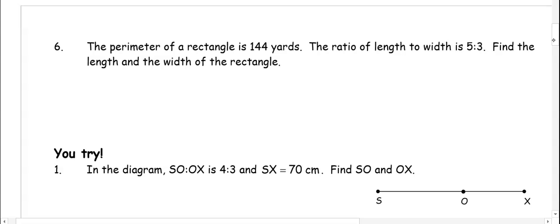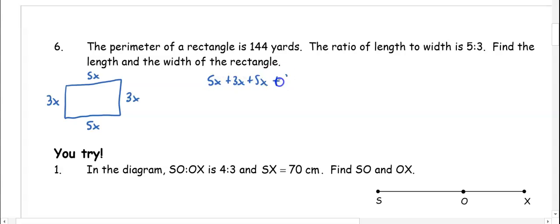In number 5, the perimeter of a rectangle is 144 yards. So the ratio of the length to width is 5 to 3. So that means our length is going to be 5x, our width is 3x. Remember, in a rectangle, your opposite sides are the same. So we actually have two sides that are 5x and two sides that are 3x. So we are going to add all of those together and equal our perimeter of 144.